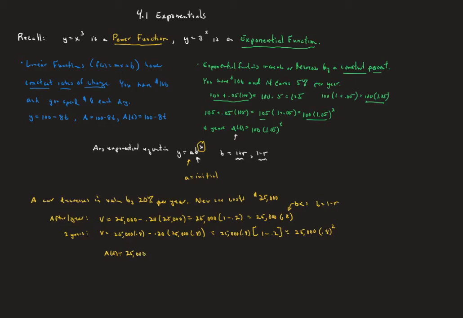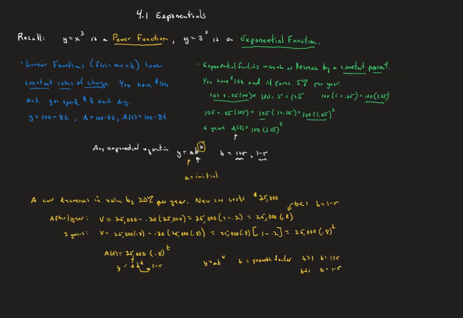So in our a times b to the t, you can see that initial amount, 25,000, and then the b is going to be that 0.8, which you can see holds the 1 minus r to the t power. So we can tell that when we have y equals a b to the x, the b is sometimes called the growth factor. Our book likes to call this the growth factor. And when b is bigger than 1, then that b will be 1 plus r. And when b is less than 1, then the b is going to be 1 minus r.